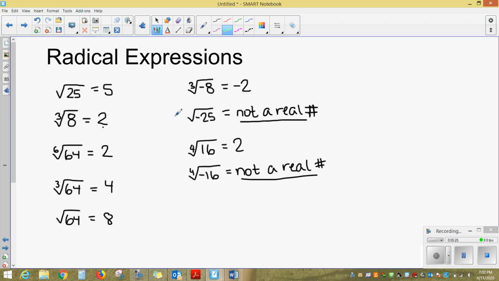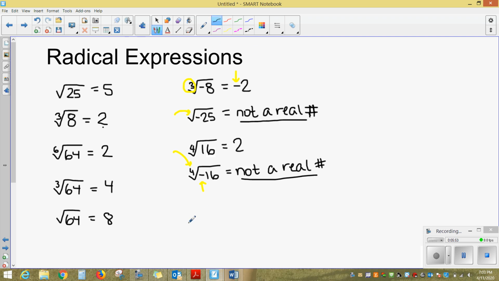If our root is an even number, so square root, or fourth root, or sixth root, or eighth root, then I cannot take an even root of a negative number and get a real number for an answer. If the root is an odd number, 3, 5, 7, 9, then I can take an odd root of a negative number. My answer is just going to be negative.